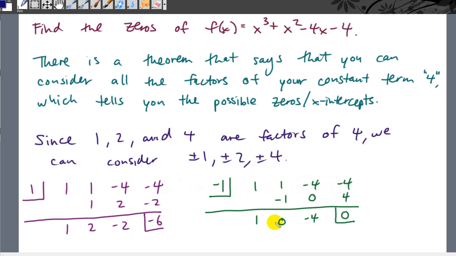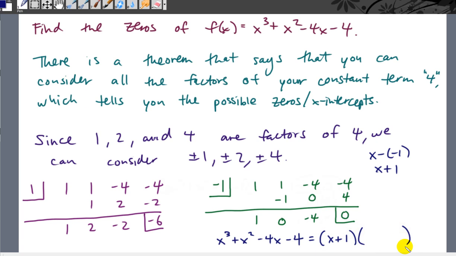So if we start off with x cubed plus x squared minus 4x minus 4, that's the same thing as multiplying. We have x minus negative 1, so that's x plus 1. So it's the same thing as multiplying x plus 1 times 1x squared plus 0x minus 4, which is x squared minus 4.